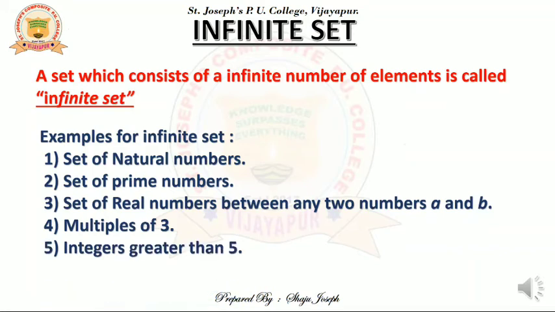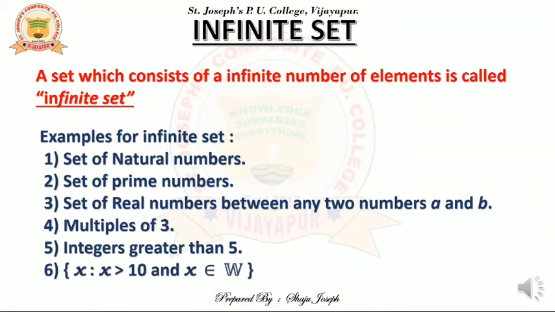Another example is integers greater than 5. See, integers proceed in both directions, positive as well as negative. Greater than 5 lies to the right side of 5, that is 6, 7, 8, 9, and so on, but there is no end. Hence, it is an indefinite series of numbers. We call them an infinite set.